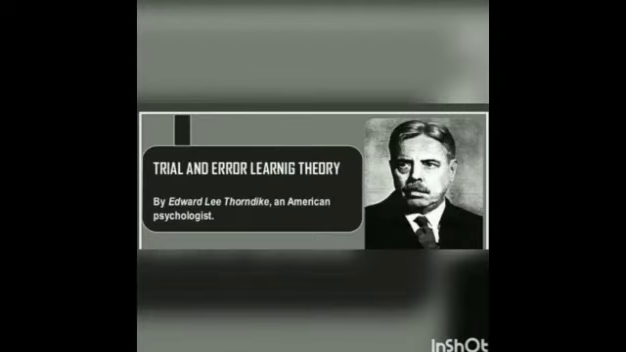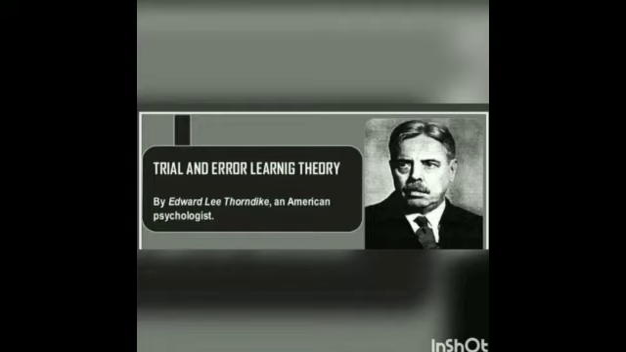Trial and error theory of learning. Trial and error is a method of learning in which different responses are tried for a problem, of which some are rejected until a solution is obtained. Edward Lee Thorndike was the chief exponent of the theory of trial and error. He was an American psychologist who conducted stimulus-response theory experiments with the help of animals.